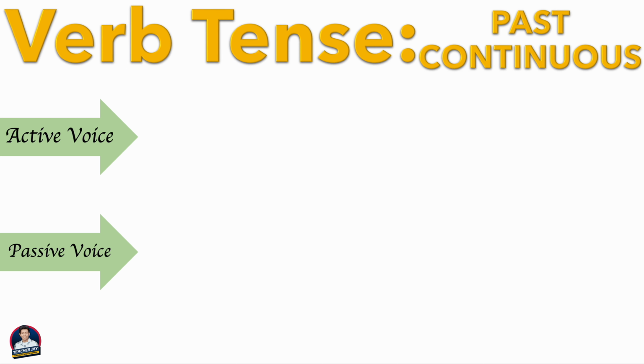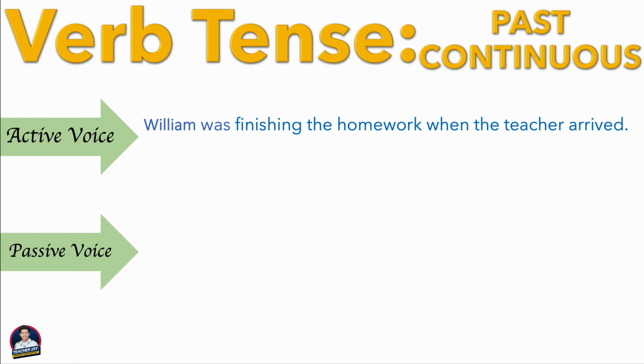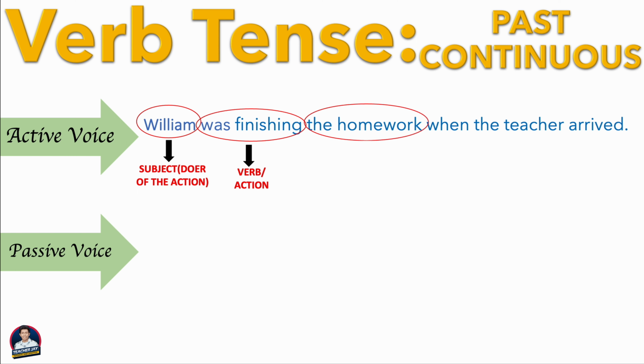Another example of an active voice using the past continuous or progressive. William was finishing the homework when the teacher arrived. In this example, we have William as our subject, who performs the action was finishing, or our verb or action here. And then the homework is the receiver of the action or the direct object. It answers the question, what was William finishing when the teacher arrived? And the answer is William was finishing the homework.